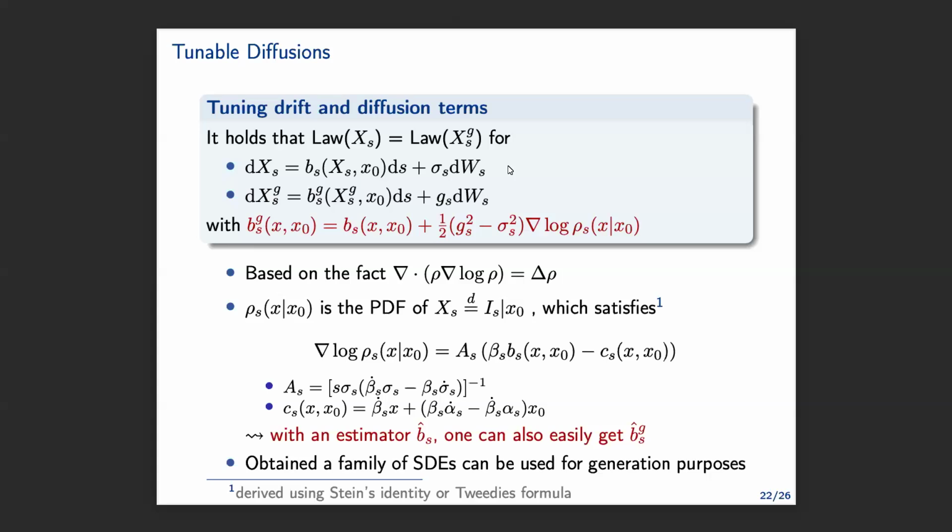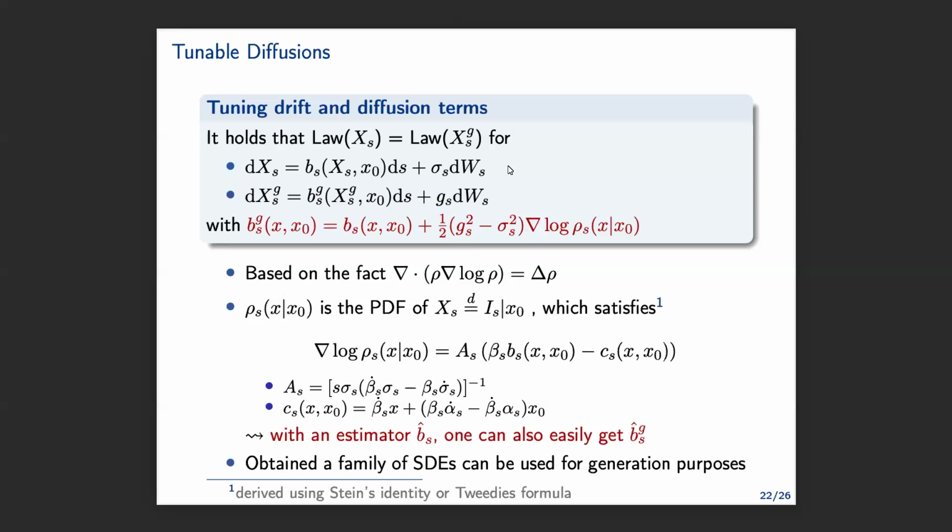And this score is a conditional score. In this problem context, we can get formulas showing that the score can be represented by some transformation of b_s. Those detailed formulas are not very important. But the message is that if you give me an estimator b_s hat, then one can easily derive b_s^G hat using this b_s hat. So it means that the second SDE is also estimable. In that sense, we obtain a family of SDEs that can be used for generation purposes. So you can always do this trick.